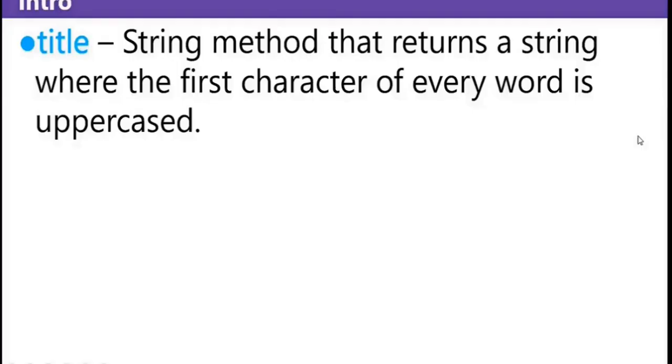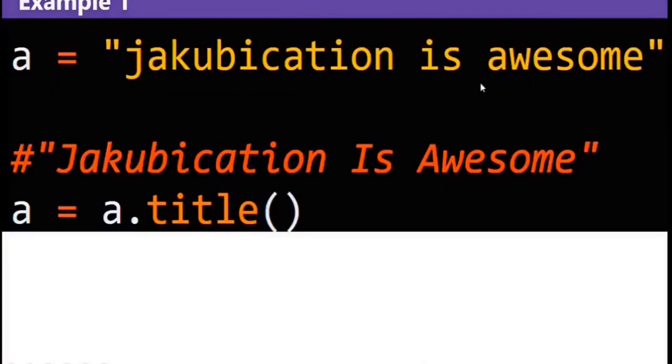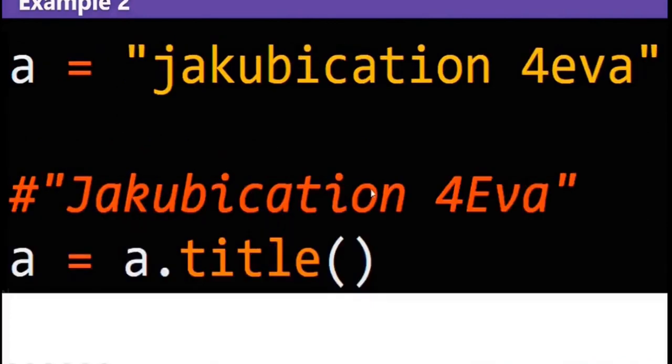Title is a string method in Python that returns a string where the first character in every word is uppercase. Here you have the words jacubication is awesome. When you call title on it, it title cases the string, meaning every word is uppercased in jacubication is awesome. Here you have the words jacubication 4ever. Since the 4 starts the second word and you obviously can't uppercase a number, the E is what gets uppercased in this case. It would be the same with symbols.